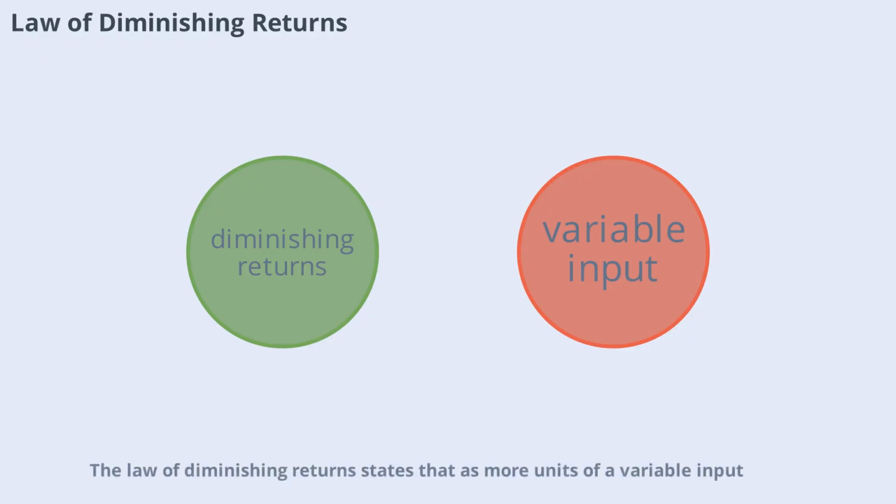The law of diminishing returns states that as more units of a variable input like labor are added to fixed inputs, the additional output produced from each new unit will eventually decrease. This principle is crucial for firms because it highlights the limits of increasing production with existing resources. Recognizing when diminishing returns set in helps businesses avoid unnecessary costs and maintain profitability.